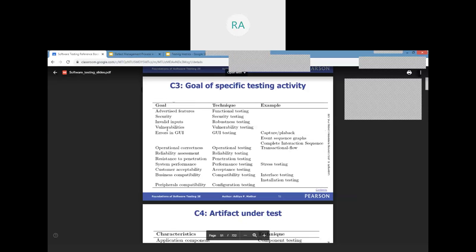If I'm focusing more upon invalid inputs, dealing with only the input domain, I'll give invalid inputs to my software product and test whether it works fine, or whether it is handled properly, even in spite of the invalid inputs. Then the technique that I will be using is robustness testing. What do you mean by robust? Even in spite of giving invalid inputs to your software product, it has to sustain strongly.